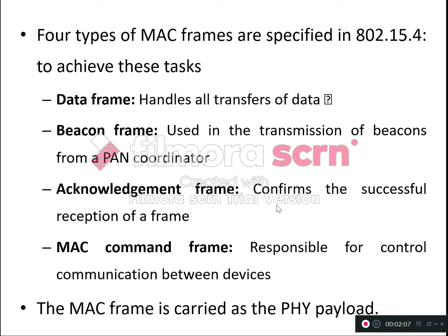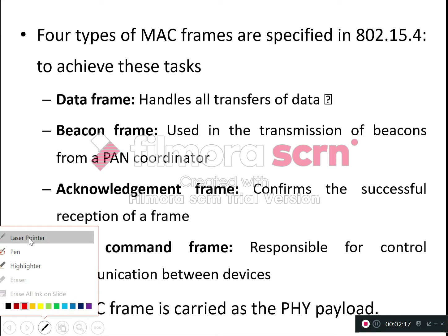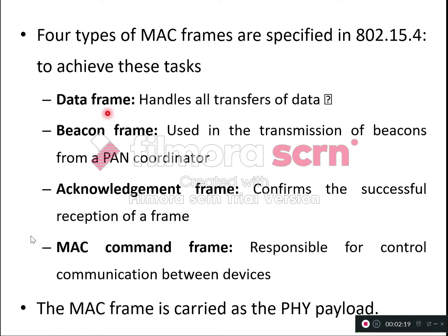The 4 types of MAC frames are specified in 802.15.4 to achieve these tasks. They are the data frame, which handles all transfers of the data, and the beacon frame, which is used in transmission of beacons from a PAN coordinator to tell the other devices that there is a network existing, there is a coordinator existing.